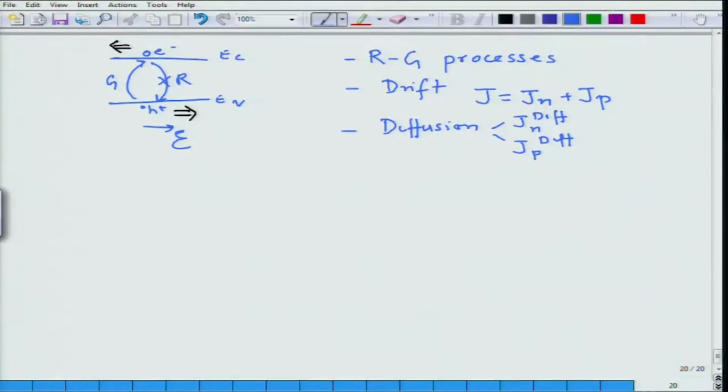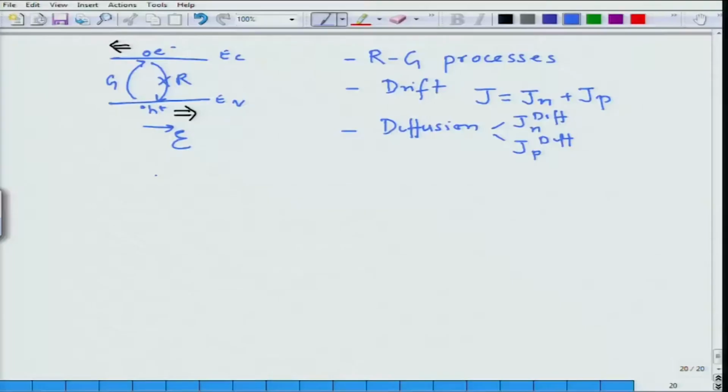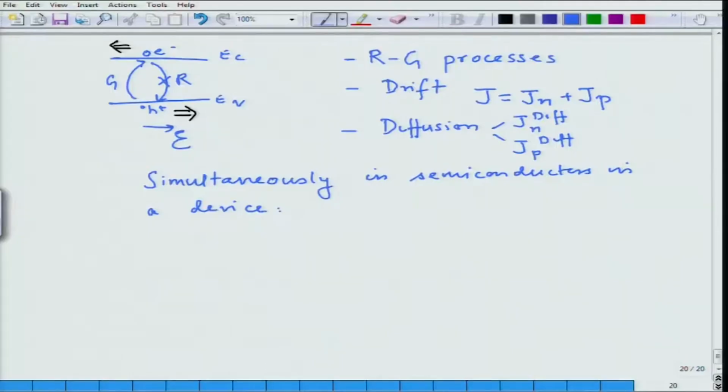So far we learned about these processes as individual processes, but when we talk about a device, all of them are occurring simultaneously in the material. So, all these processes occur simultaneously in semiconductors in a device, and hence we need to find a way of dealing with them at the same time, what is happening in the material.